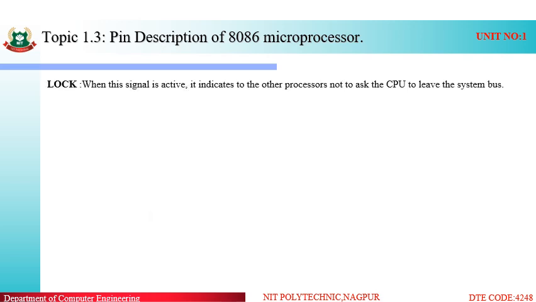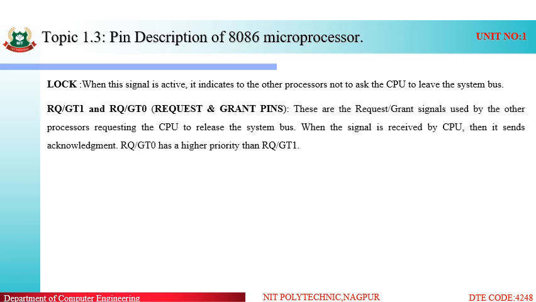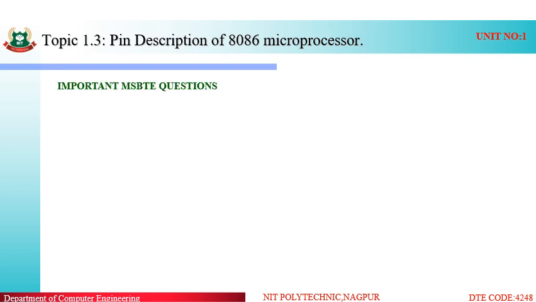Lock signal or lock pin. When this signal is active, it indicates to the other processors not to ask the CPU to leave the system bus. Request grant signals are used to request as well as grant our address and data buses to other processors or co-processors. So here the important MSBTE related questions are: draw the pin diagram of the microprocessor.